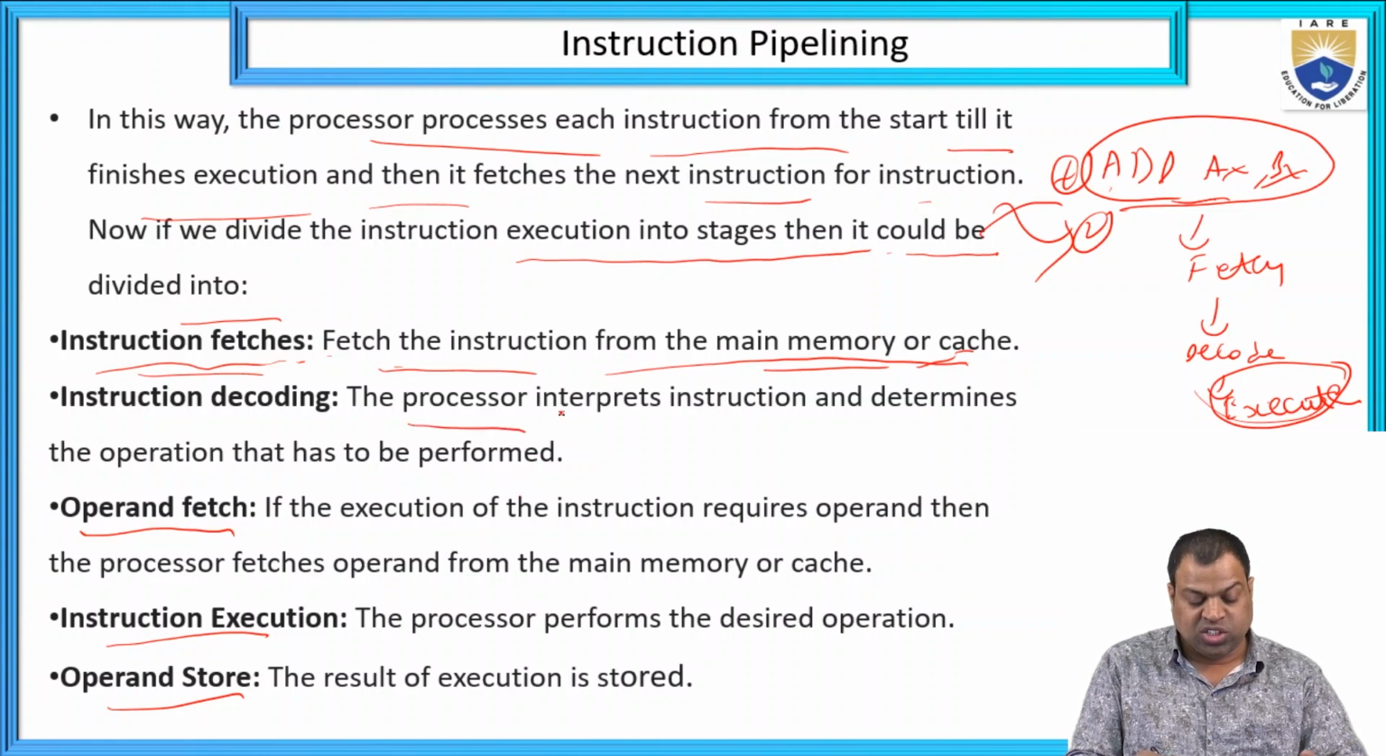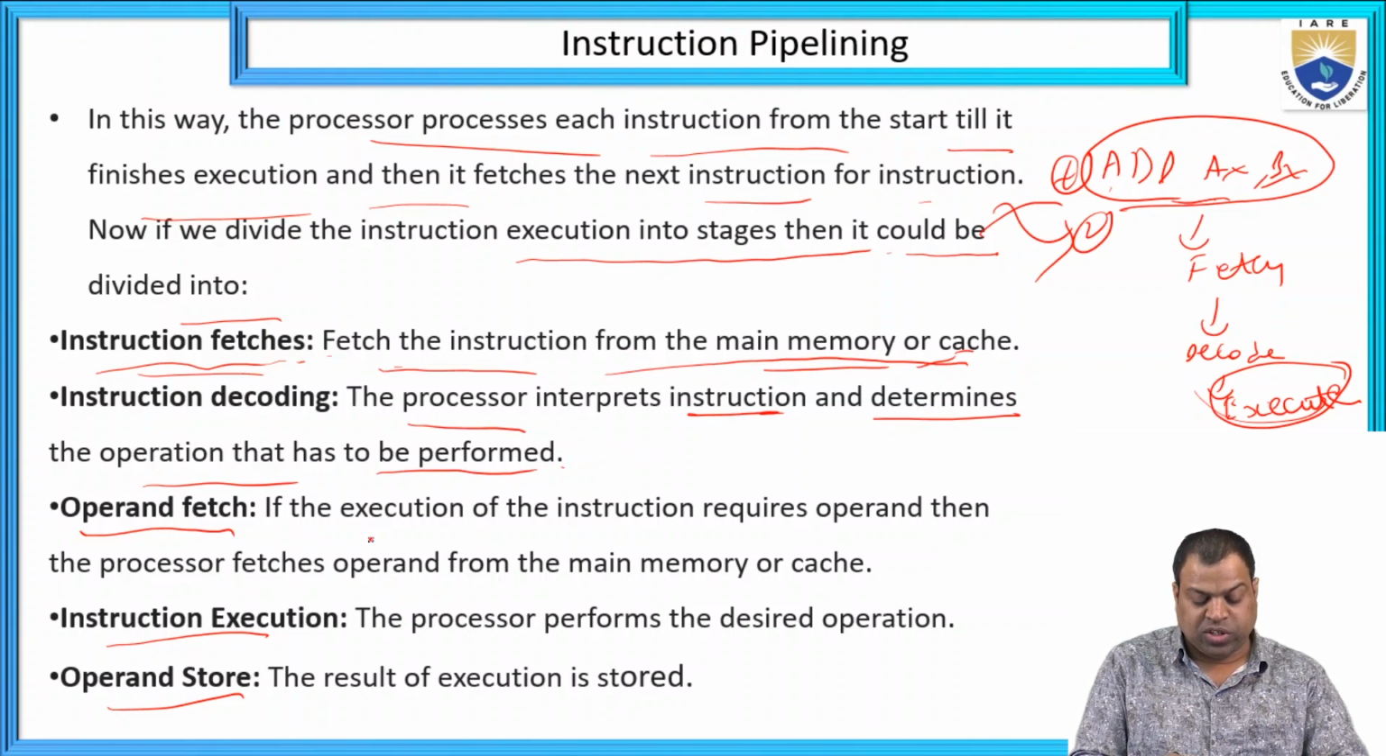So the processor instruction is available now. What do we have to do? Decoding means our low level language is converted to machine level language. Microprocessor instructions are always in low level language, and these are converted to machine level language. We are converting through the decode operation. So the processor interprets the instruction and determines the operation that has to be performed.